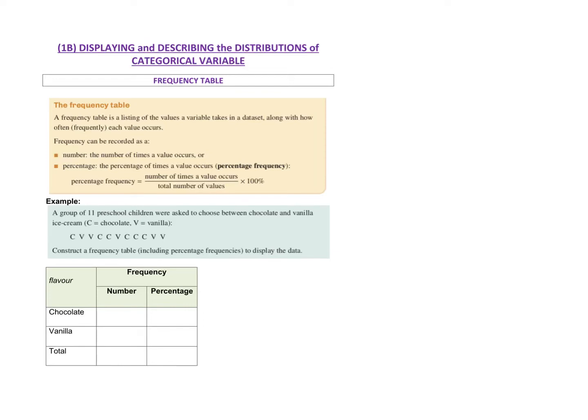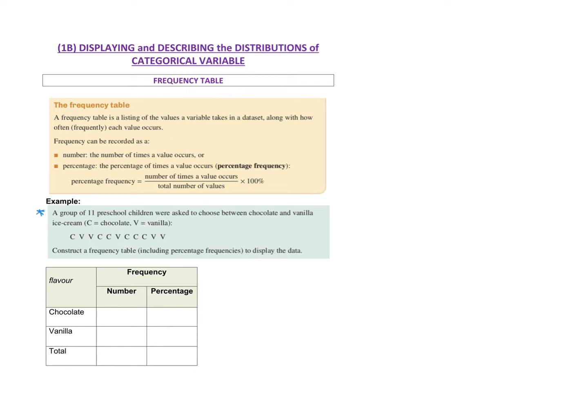All right, so in this lesson, we're looking at displaying and describing distributions of categorical data. So if you look, categorical is when it's like a quality or a name. So down here on our example, you can see the type of ice cream, chocolate and vanilla, that's categorical. So a first way of displaying this type of data is a frequency table.